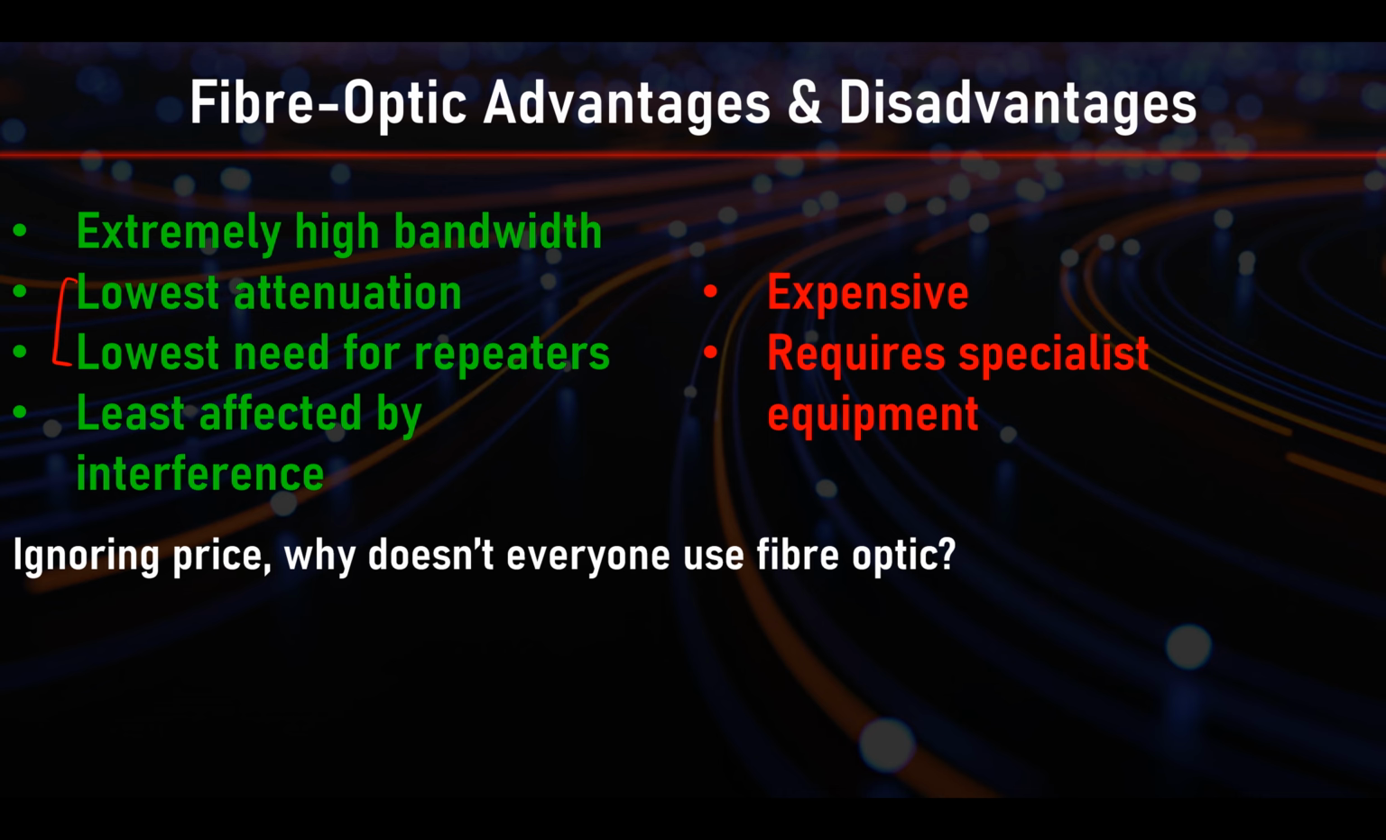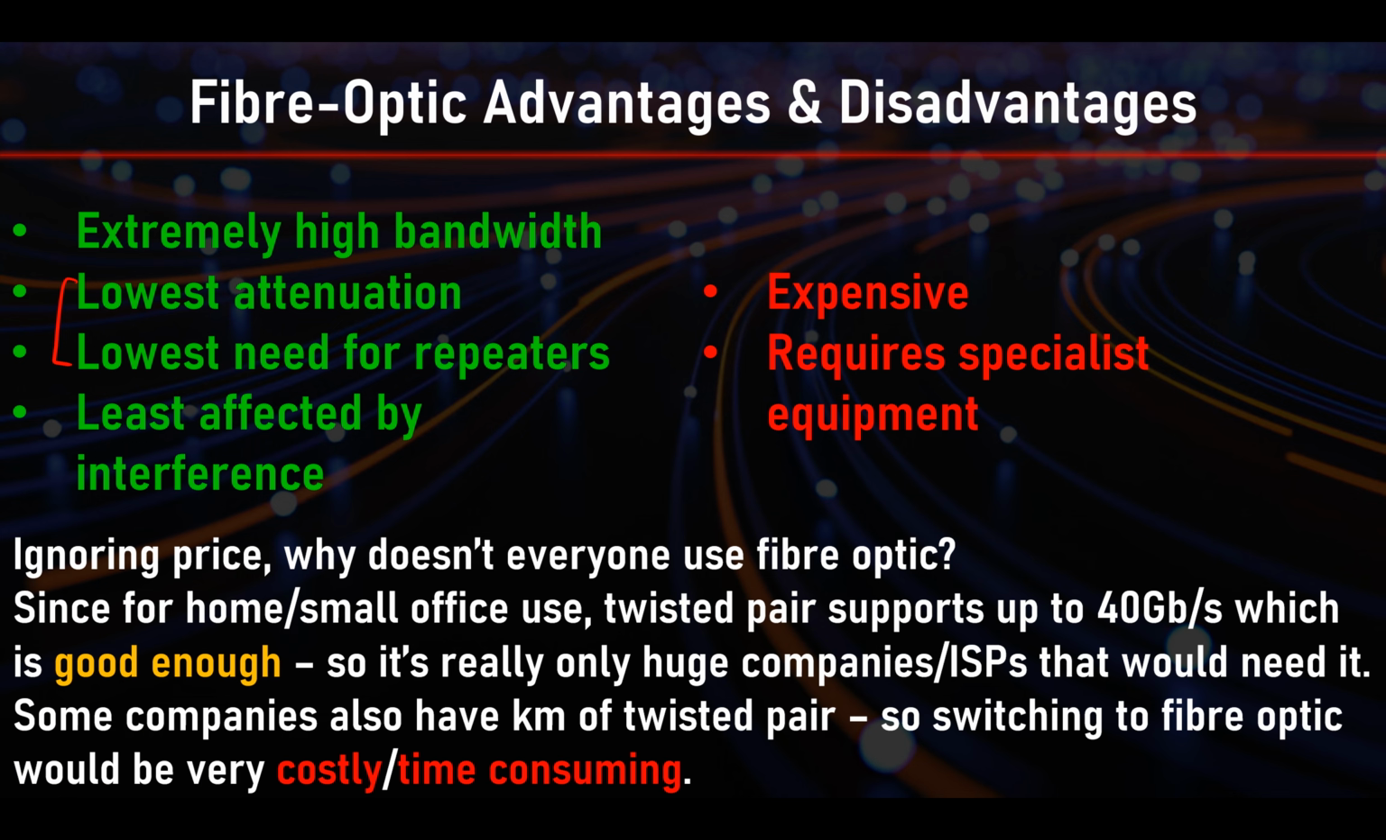Right, so ignoring price, why doesn't everyone use fiber optic, if it's just so much faster? Maybe you can think this is not really a technical reason, but it's kind of like what we said. For home or small office use, Twisted Pair supports up to 40 gigabits per second, which, of course, just for homes, is going to be good enough.